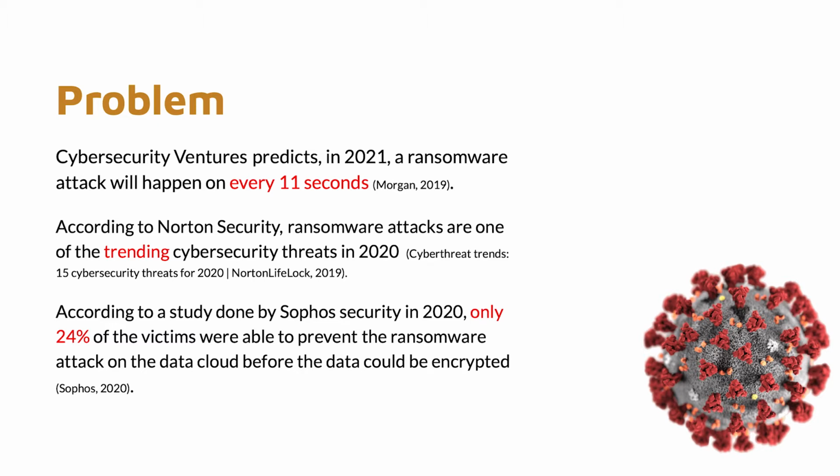According to a study done by Sophos Security in 2020, only 24% of victims were able to prevent a ransomware attack on data clouds before the data cloud was encrypted. And Cybersecurity Ventures predicted that in 2021 a ransomware attack would happen every 11 seconds. So that's the basic status of ransomware attacks.